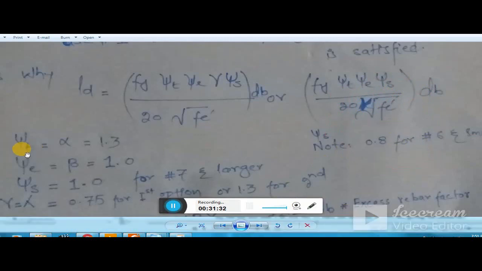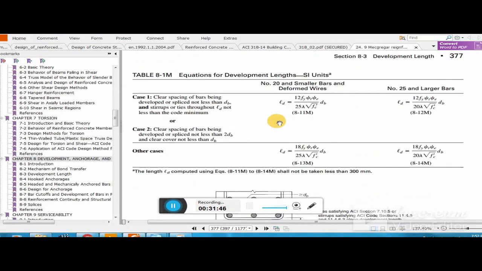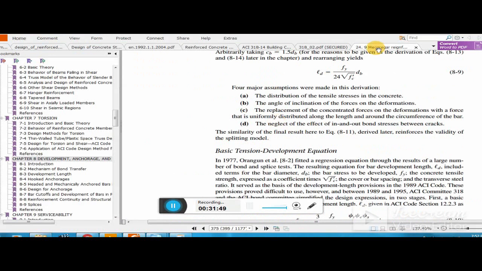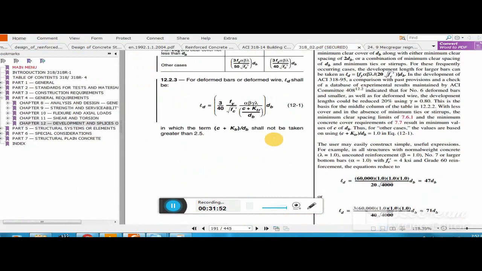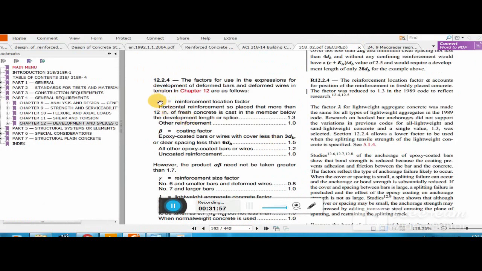For top reinforcement, in the 2002 edition, you can say an old version of the ACI code, it is denoted by alpha. That value is 1.3 for top reinforcement, and you can see in the code, as well as in the McGregor book and Nelson book, you can find these factors as well. Okay, so let me show you the factors here. Alpha or psi t. You see the 12-inch fresh concrete: 1.3 and 1. 1.3 is basically for top reinforcement and 1 for bottom reinforcement.